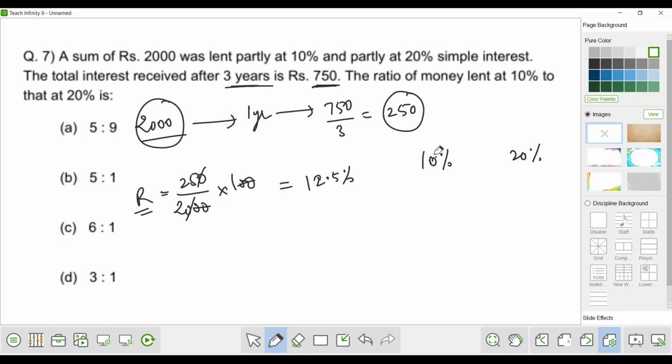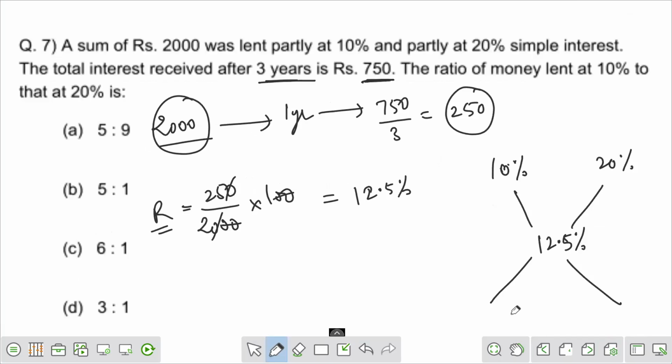On the first part, the rate of interest is 10%. On the second part, it is 20%. And the net rate is 12.5%. So what we get here, just wait.